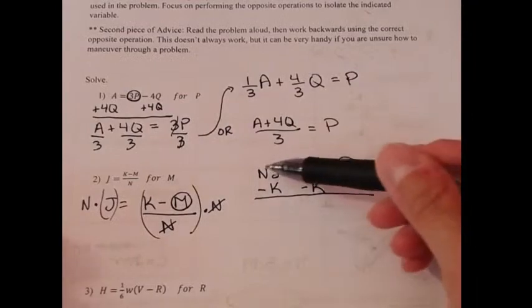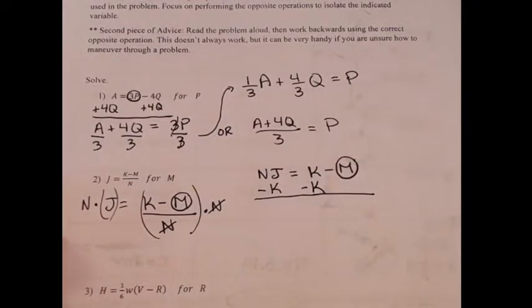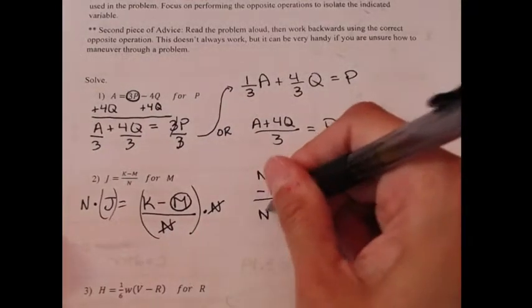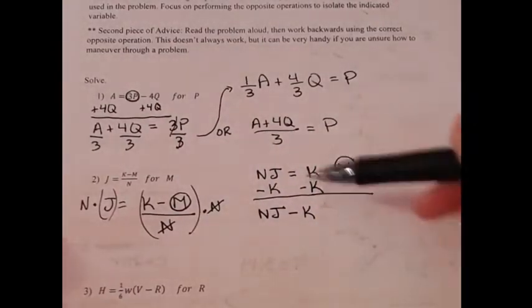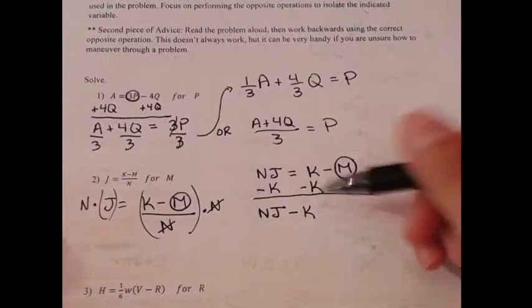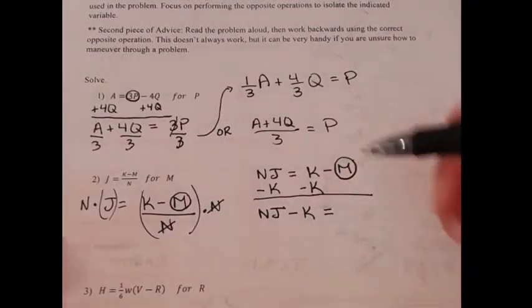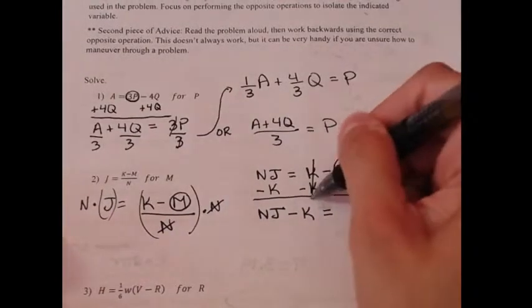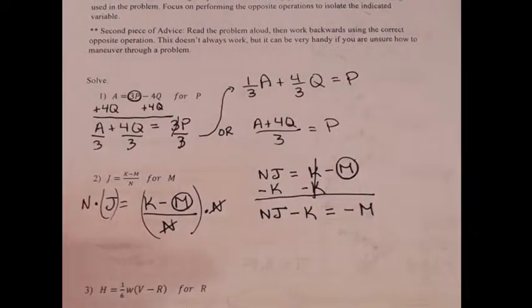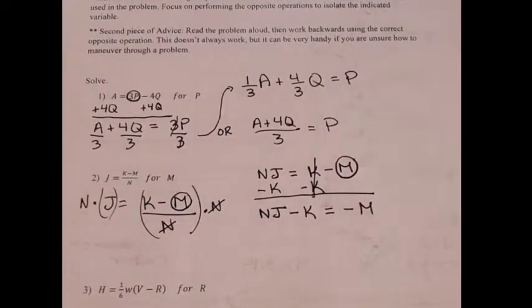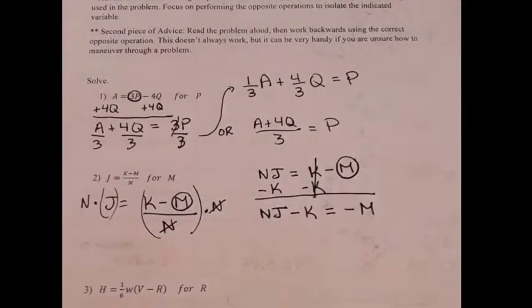Notice I have nj minus k. All right. nj minus k. That looks great. That looks exactly like what I have here. Bring the equal sign down. K minus k leaves us with a 0, but 0 minus m is still negative m. Hopefully all of this makes sense as we take each of these little steps towards isolating the indicated variable.